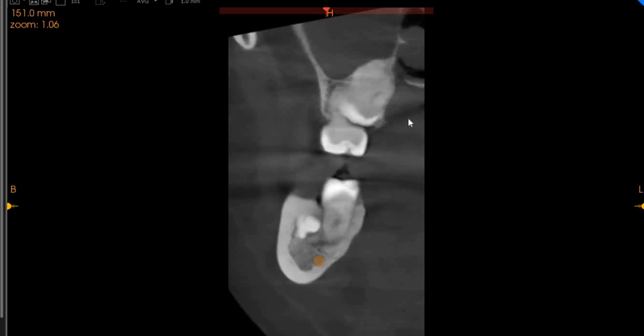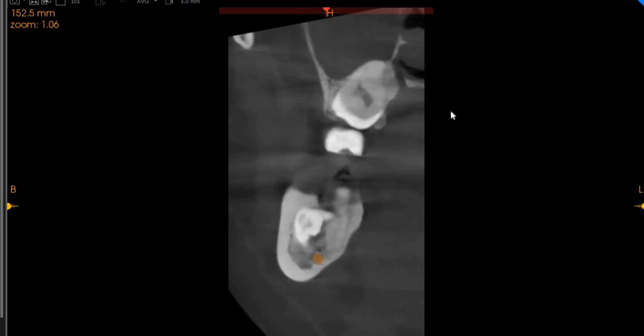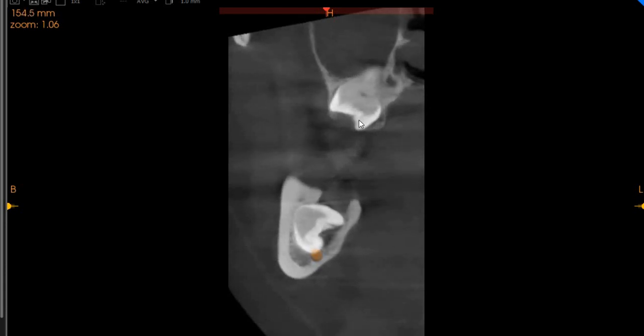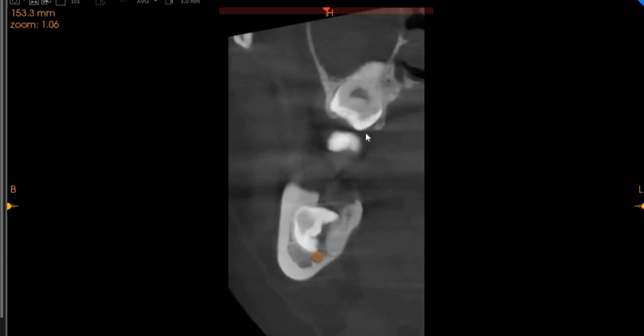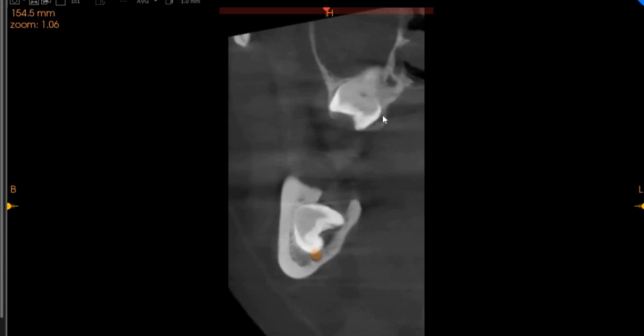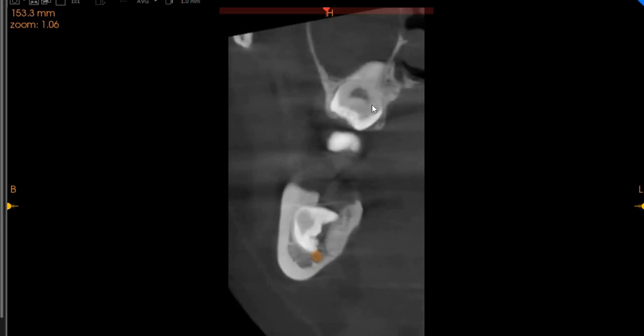Now looking at the upper left wisdom tooth, the upper left wisdom tooth does not have any cystic lesions. It is partially erupted. We've got a very slight bone present on the buccal and the lingual aspects. You can also see that the tooth is not entering into the sinus, and the sinus lining is complete, but we do see sinusitis, quite significant sinusitis, associated with the upper left wisdom tooth and the upper left maxillary sinus.